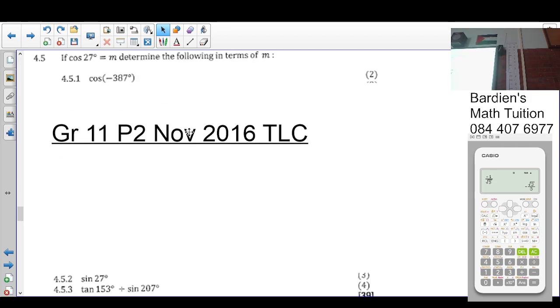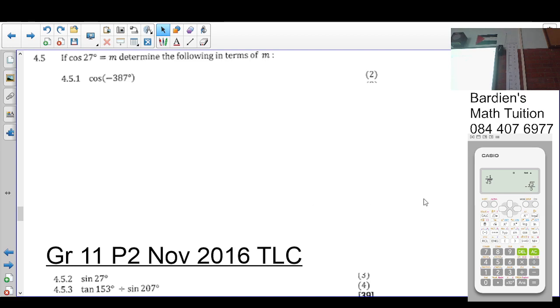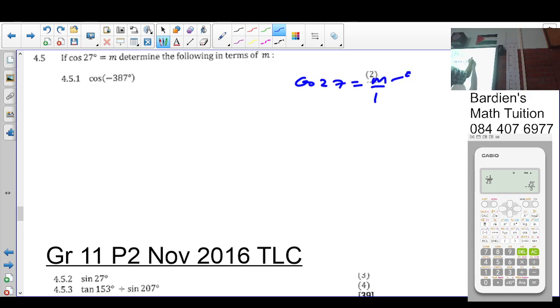So here we are told if cos of 27 is equal to m, determine the following in terms of m. So, what does cos stand for? The adjacent over hypotenuse. So your adjacent is m, your hypotenuse is 1.